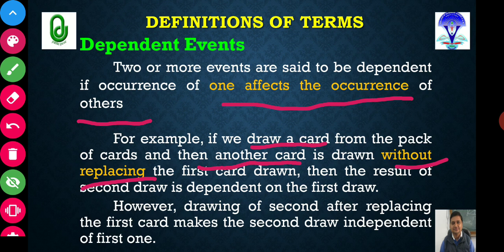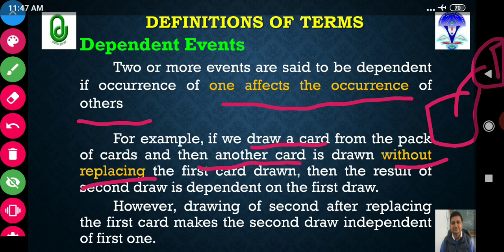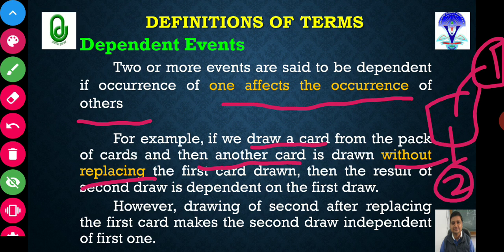We have a pack of cards. We drew one card, card one. Then we drew another card, card two. The point is that we removed one card, and then we removed another card, card number 2, without replacing the first card. That means once a card is removed, it will not be replaced.